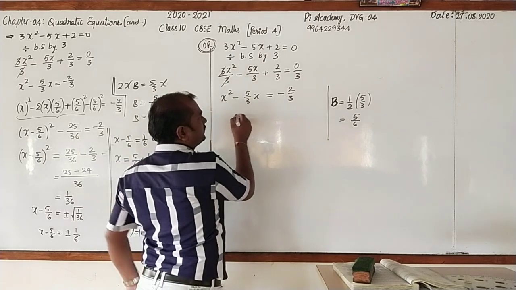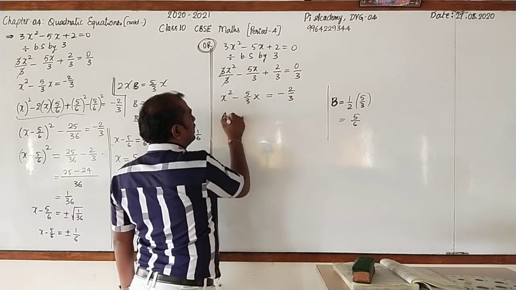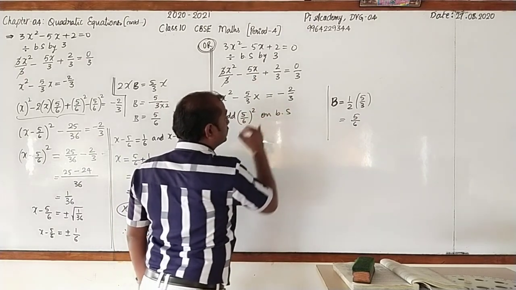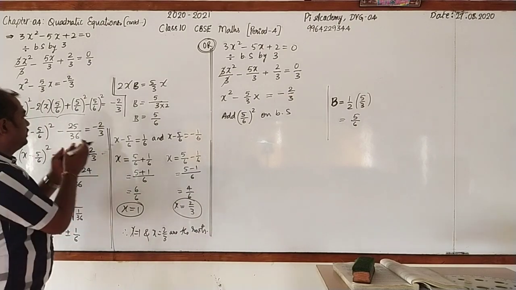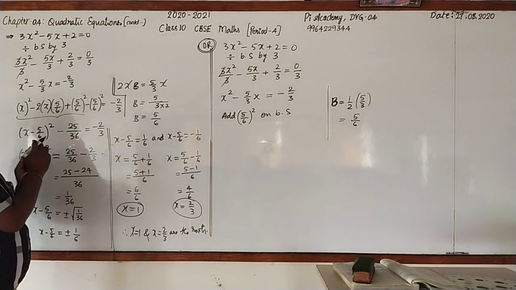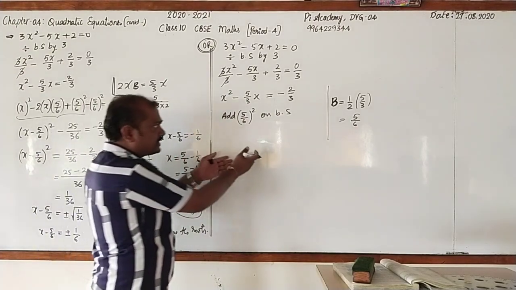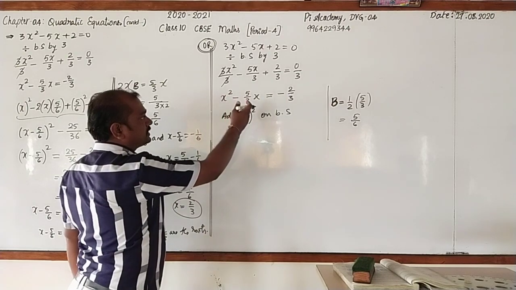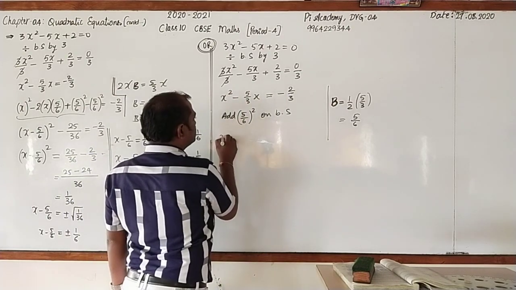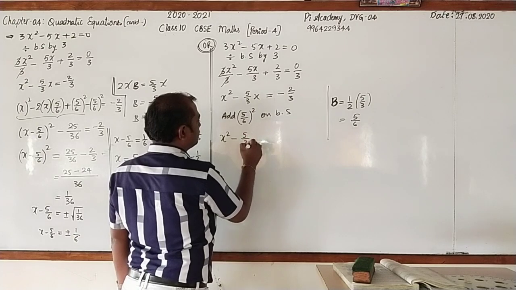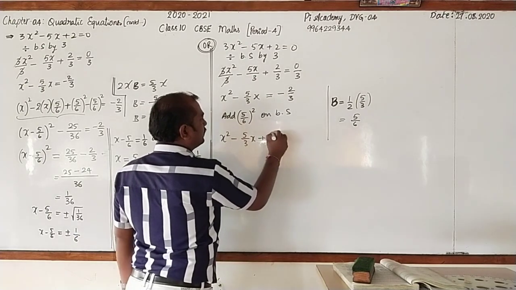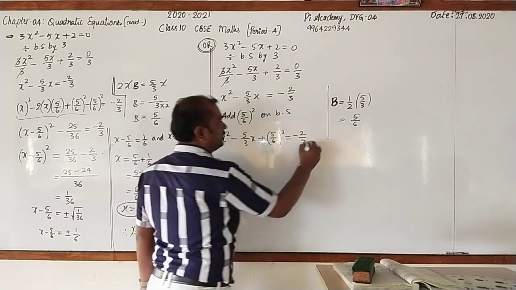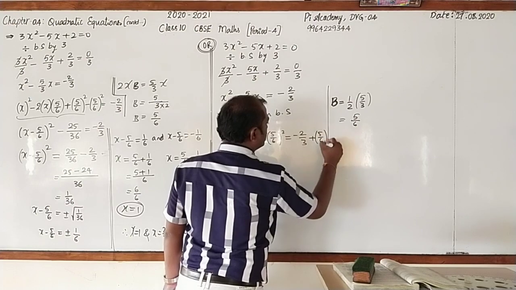Now, there is no b square term. What we have to do is, I'll go for adding 5 by 6 whole square on both the sides. Here we had added and subtracted 5 by 6 whole square on one side only, but in this method I am adding 5 by 6 whole square on the LHS as well as the RHS. Then the LHS can be written as x square minus 5 by 3 into x plus 5 by 6 whole square, that is equal to minus 2 by 3 plus 5 by 6 whole square on the RHS.